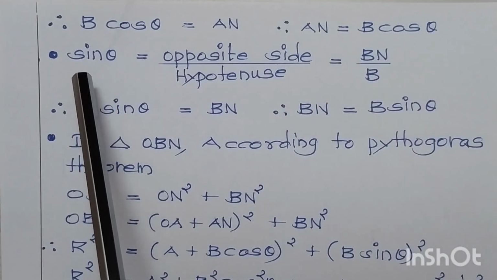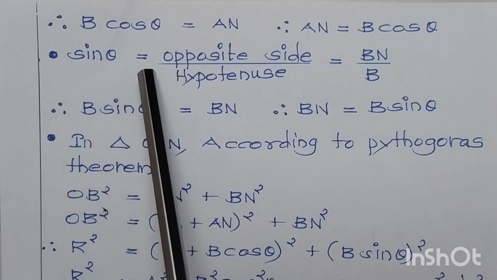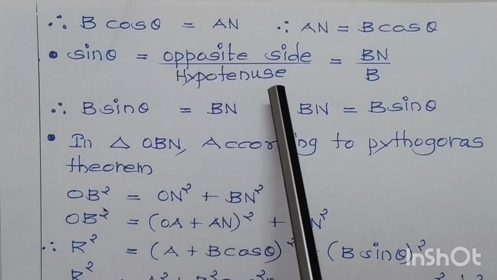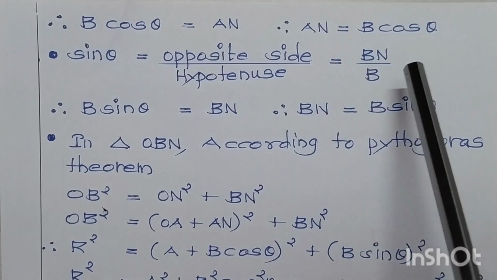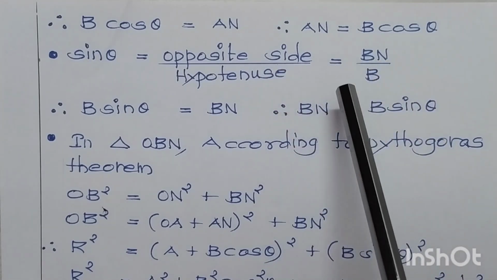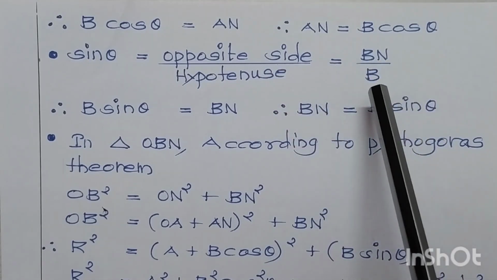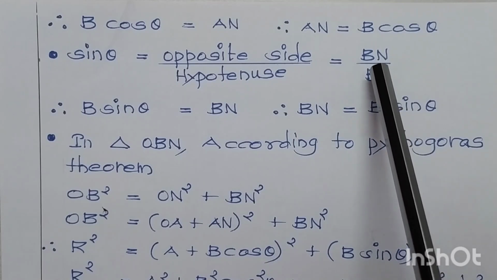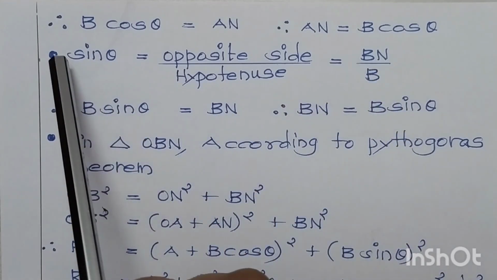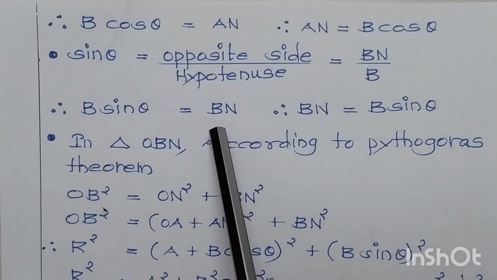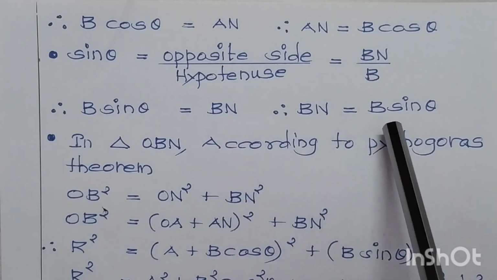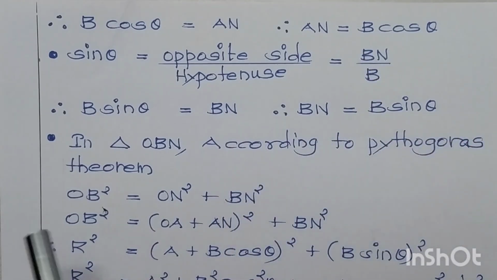Similarly, we can find out sin theta, which is nothing but opposite side by hypotenuse. Opposite side is BN divided by hypotenuse, which is represented by the magnitude of the B vector, so B. So what if B goes this side? It gets multiplied. Therefore B sin theta is equal to BN. Therefore BN is equal to B sin theta.